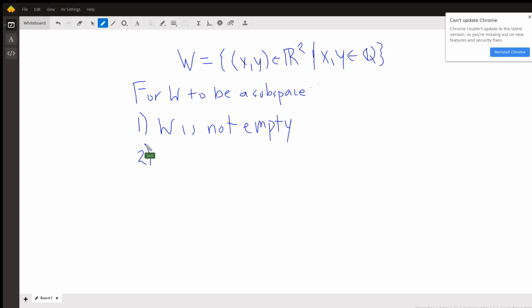Two, we need W to be closed under addition. That means that if you take two elements from W and you add them together, it is still in W. Is closed under addition.